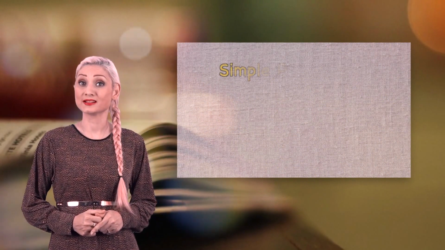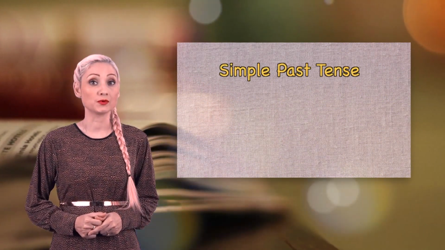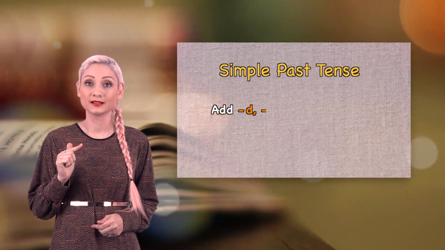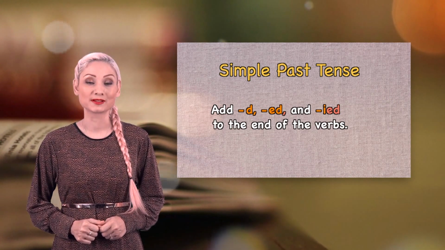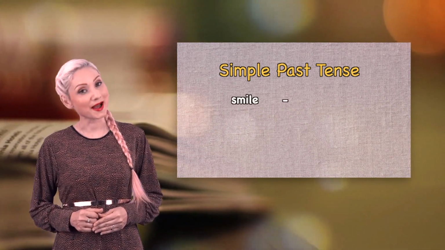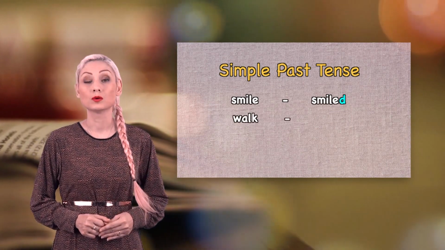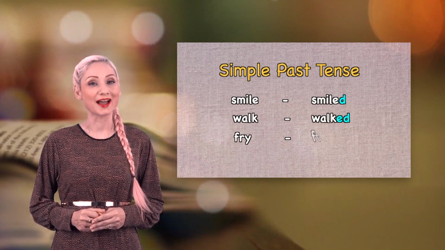As I have mentioned earlier, we use the past tense when we write a narrative essay. When we use the past tense, we normally add D, ED, and IED to the end of the verbs. For example, smile will become smiled. Walk will become walked. Fry will become fried.